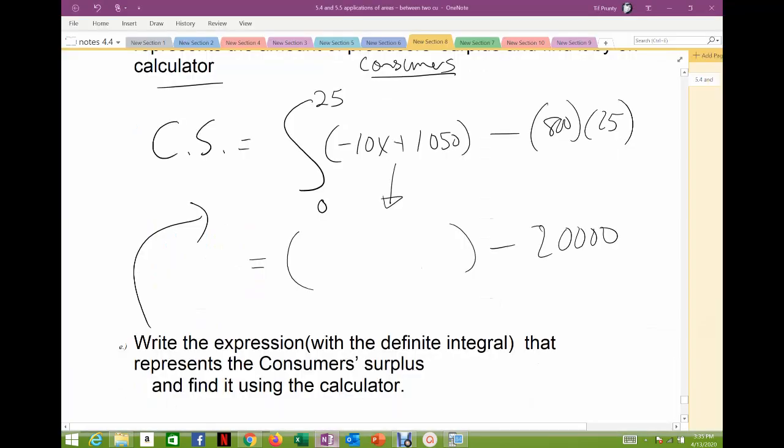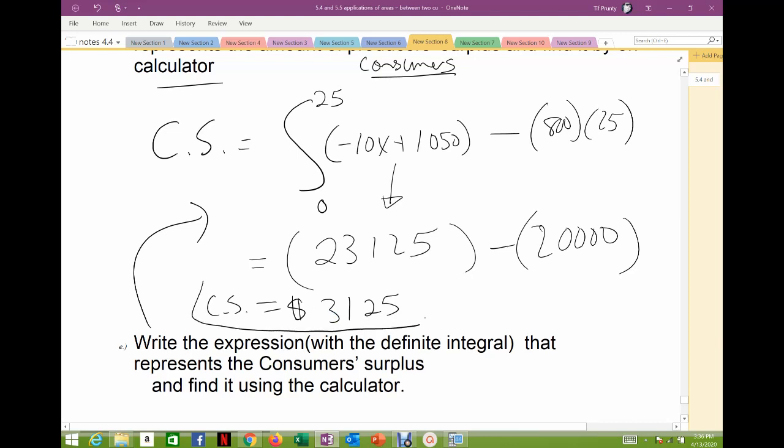23,125, which is what I want. So that's 23,125. Subtract away the revenue, the amount they spent. So this is how much they would have spent. This is how much they did spend. And so the difference is $3,125. So there's the consumer surplus, the extra amount they spent.